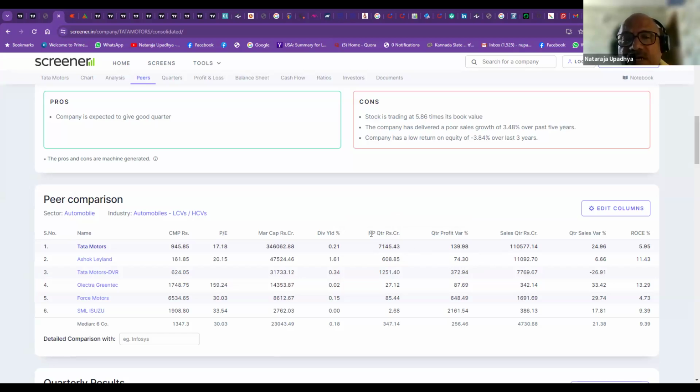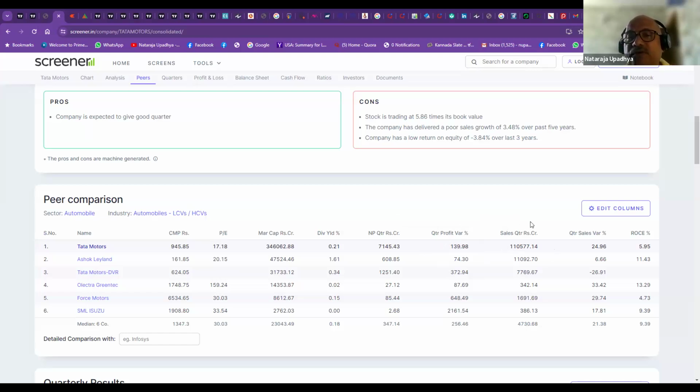Now, what is NP? I forgot. Net profit. Sorry, this is net profit. Sorry, I said something else. This is the profit variation. This is the profit change. Tata Motors came up with a 139.98% change in its quarterly profit. That means the quarterly profits are growing at a much higher rate than Ashok Leyland. That is very positive for Tata Motors.